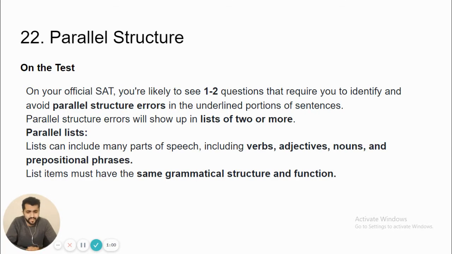On your official SAT, you are likely to see 1 to 2 questions that require you to identify and avoid parallel structure errors in the underlined portion of sentences. Parallel structure errors will show up in lists of 2 or more. Lists can include many parts of speech, including verbs, adjectives, nouns, and prepositional phrases. List items must have the same grammatical structure and function.